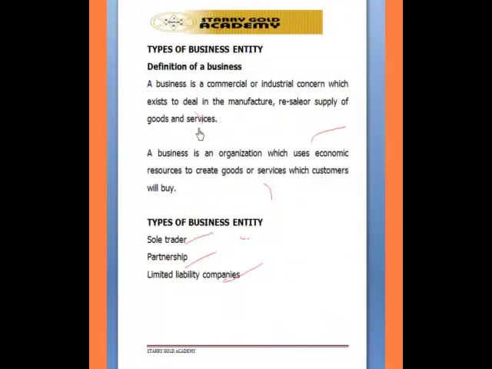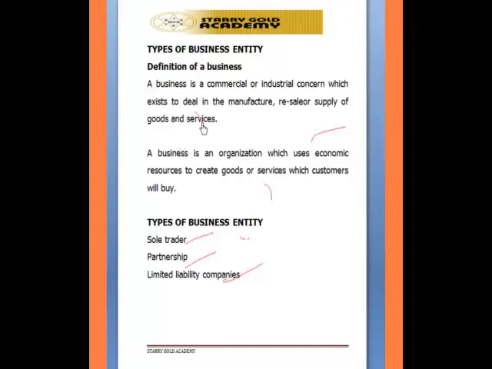The word sole means single. Of course, we know trader or a proprietorship means an owner of a business entity. So we can say a sole trader is a business owned by a single individual. A business managed and owned by a single individual with the aim of making profits. That is a sole trader.